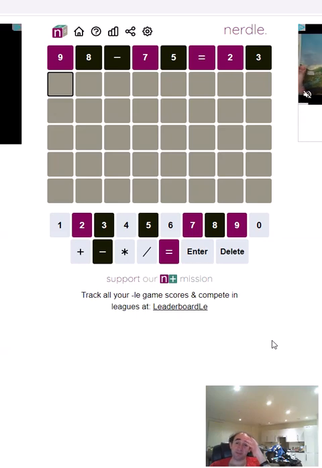Starting as always with that same sum, and we've got a little bit of information. Sometimes we have more, sometimes we have less, but nothing in the right position. So, we could have a 1-digit result, or we could have a 3-digit result. What do we think?